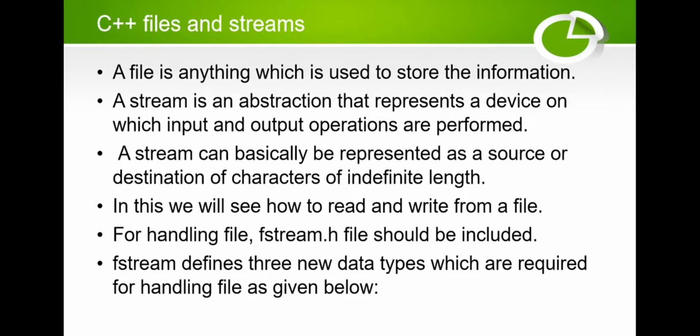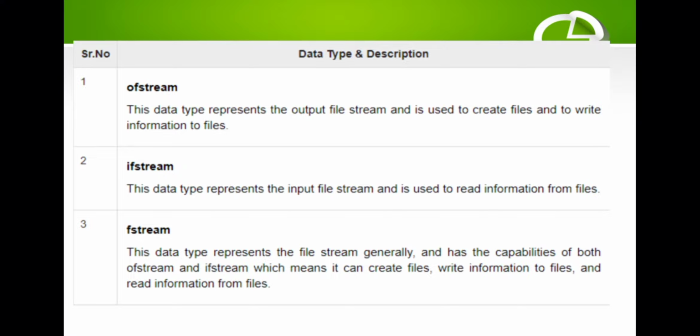In short, if you do not include this fstream.h file, whatever objects for the file we are going to create will not be supported. So remember that we have to include the fstream.h file before doing any program related with the file. fstream defines three different data types which are required for handling the file, and these three data types are ofstream, ifstream, and fstream.